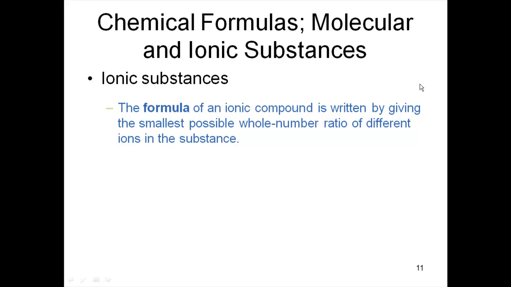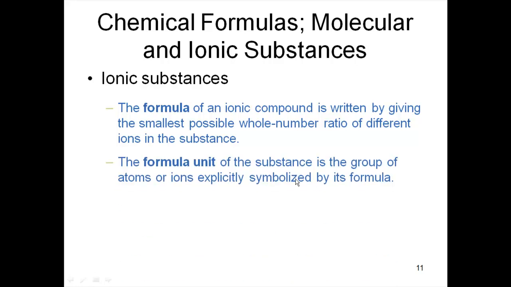For ionic substances, the formula of an ionic compound is written by giving the smallest possible whole number ratio of different ions in the substance. This is different from molecular formulas. Molecular formulas do not have to be the smallest whole number ratio. However, ionic substances do. A formula is compared to what we refer to as a molecular formula for covalent compounds, molecular compounds.